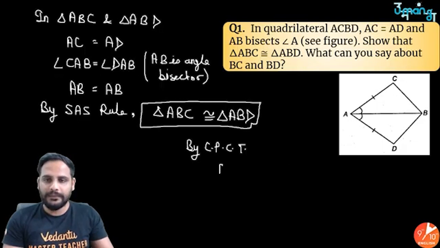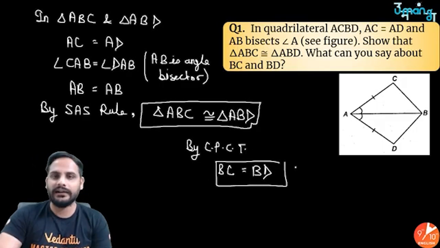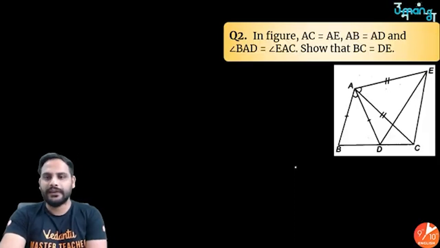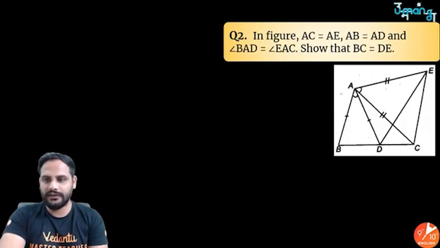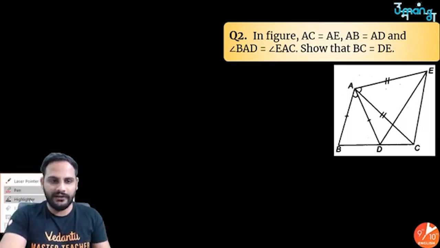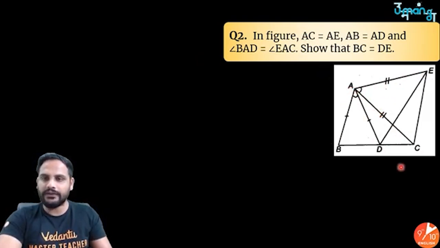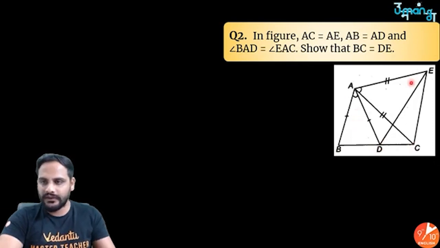So I can say BC is equal to BD. So what we can say about BC and BD, that they both are equal to each other. Okay beta, next question is this. In the given figure, AC is equal to AE. Listen here very carefully, whatever is given to us: sides AC and AE are equal, AB and AD are equal, and angle BAD and angle CAE, these two angles, are equal. Show that BC is equal to DE.